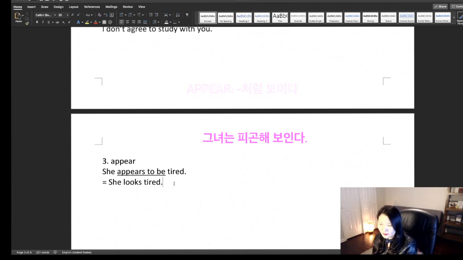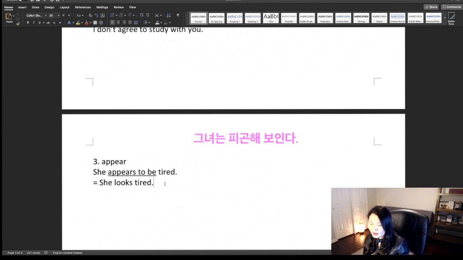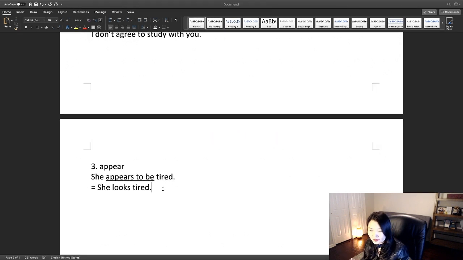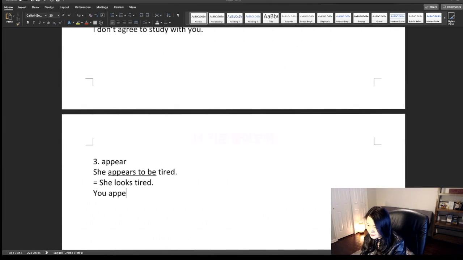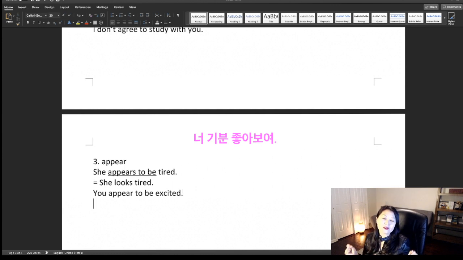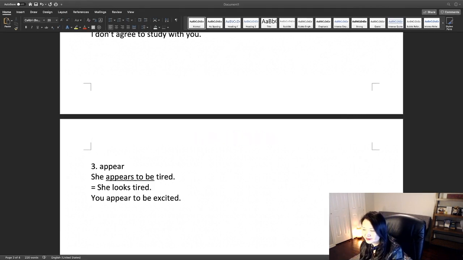So appear means looks tired. So I want you to be careful with that. Anyhow, the point is that when you are using appear, we use to. So you appear to be tired. Okay, let's say you appear to be excited. You appear to be excited. Oh, what's going on? Well, this is 2020, people. It's a new year, so I am excited.